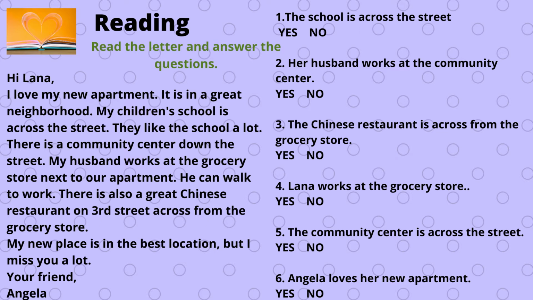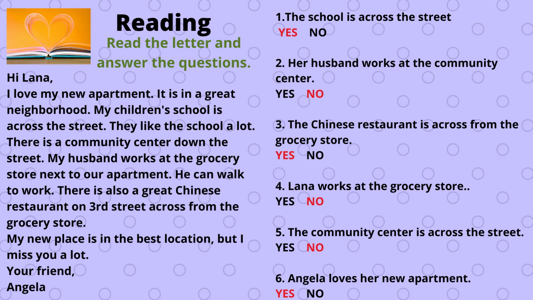Number 1 says, the school is across the street. The answer is yes. Number 2, her husband works at the community center. No, her husband works at the grocery store. Number 3, the Chinese restaurant is across from the grocery store. If you answered yes, you're correct.